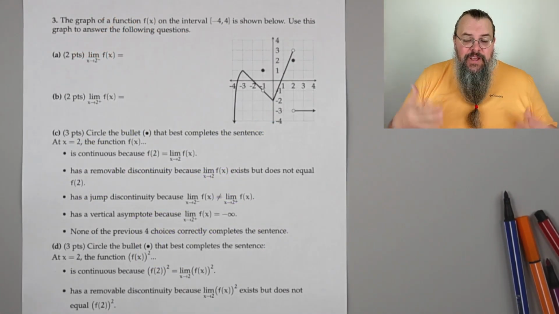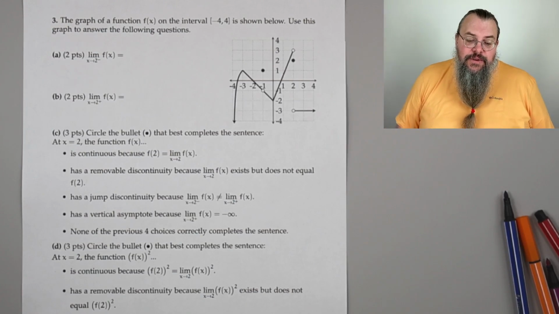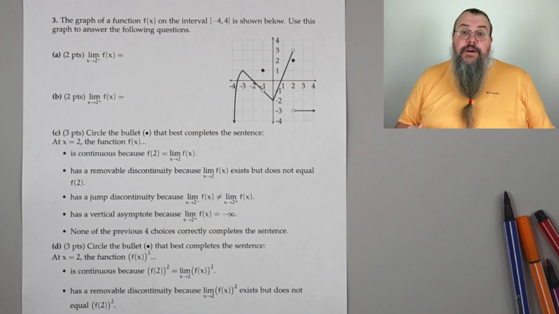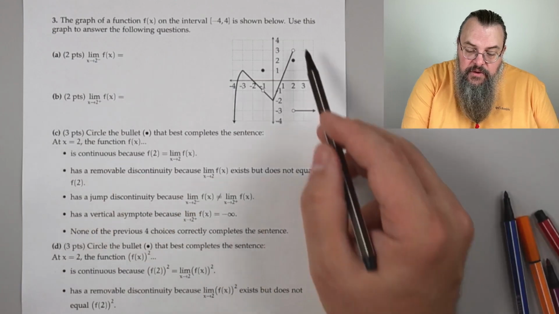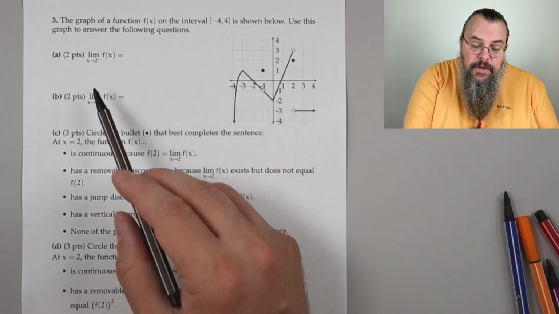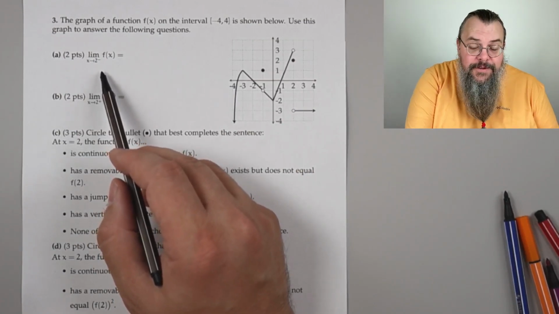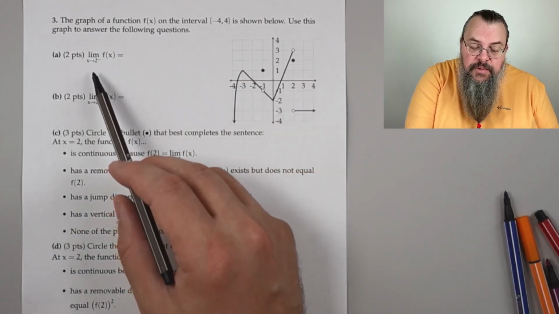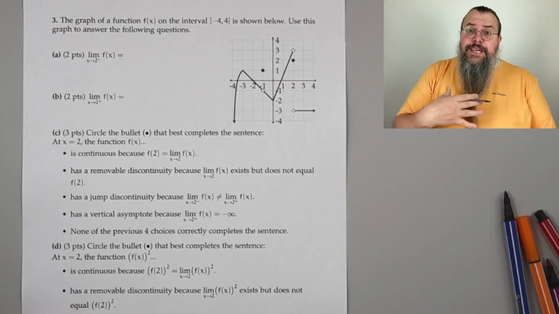Number 3. The graph of a function f of x on the interval between -4 and +4 is shown below. Use this graph to answer the following questions. All right, so part A. The limit as x approaches 2 from below. Okay, so here's 2, and we're coming from below. That means, see that minus? From the negative direction, or from the left. So we're approaching 2 from this direction. And we're saying, well, what's the limit as x approaches 2 of f of x? In other words, as we come in from the left-hand side, what do we think it should be?